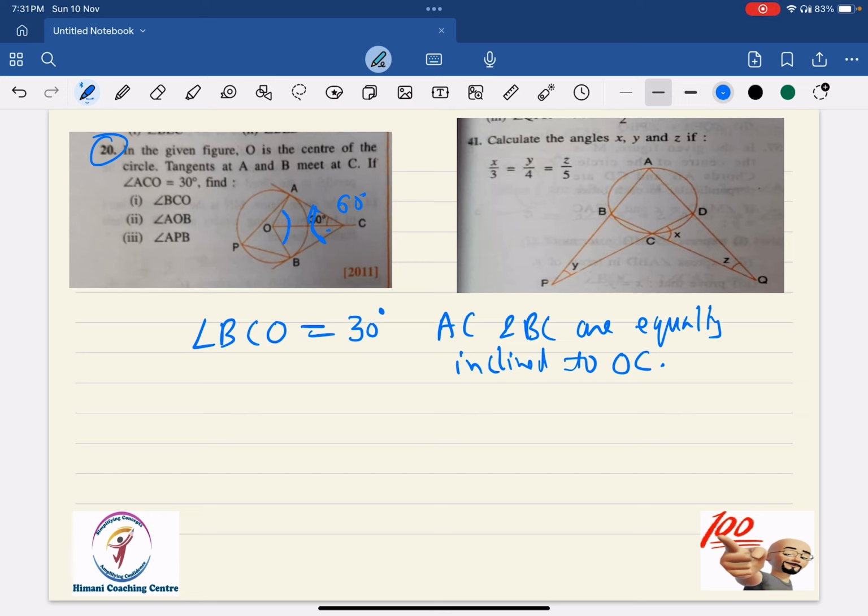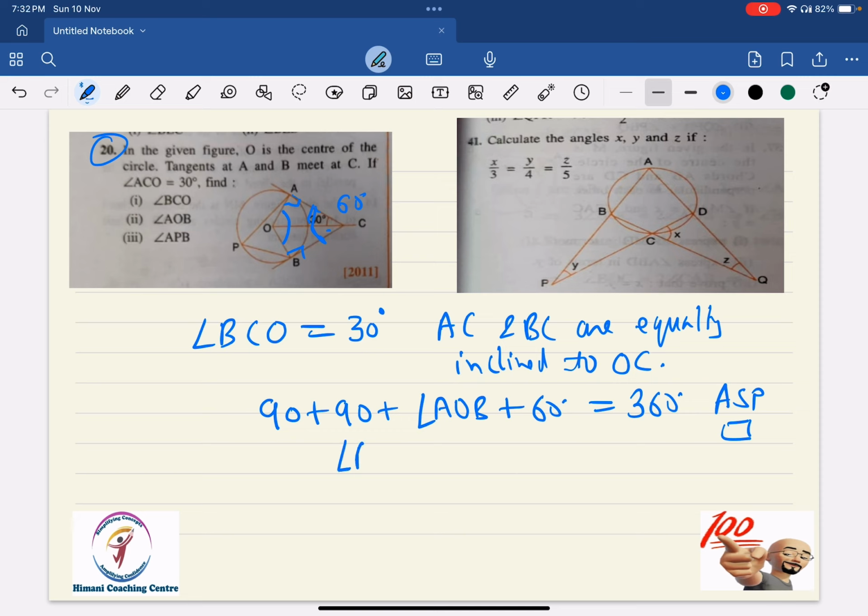Now, again, we just saw if this is 90, this is 90. So you can actually write to show the step that 90 plus 90 plus angle AOB plus 60 degree, which is angle ACB, is equal to 360 degree, and we can say angle sum property of a quadrilateral. So basically, angle AOB, you can see, is just 180 minus 60 degree, which is 120 degree.